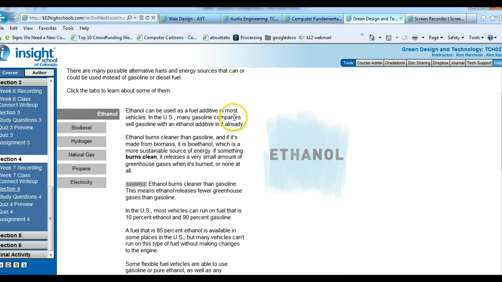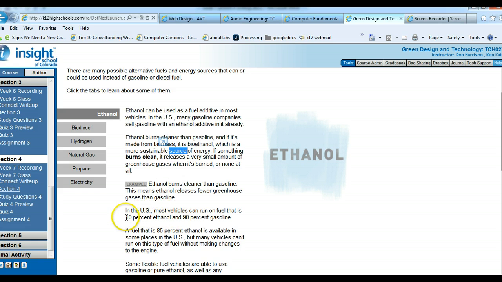Now this talks all about different fuels. The first one talks about ethanol, then biodiesel, hydrogen, natural gas, propane, electricity. If you remember, that one Class Connect write-up question said, choose one of these sources, and don't just choose ethanol because it's the first one. Choose something you really want to learn about, and you'll go through and learn about it. So this is all about ethanol, and you can find a couple of benefits to ethanol. So you can see all about it.